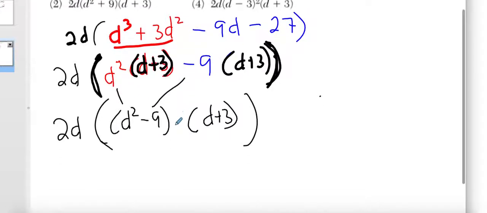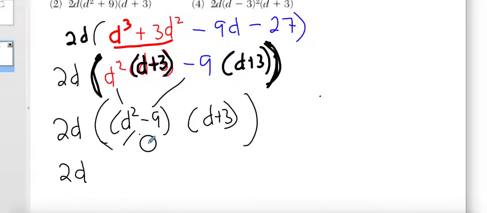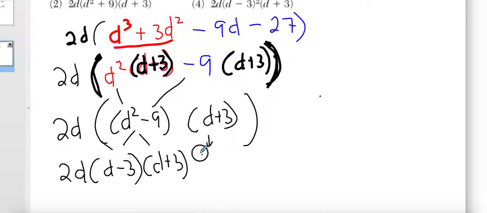Now the next thing I'm going to do, I only need one set of parentheses now. D squared minus 9 factors into a difference of squares, D minus 3 and D plus 3. And then I want to bring down this D plus 3.